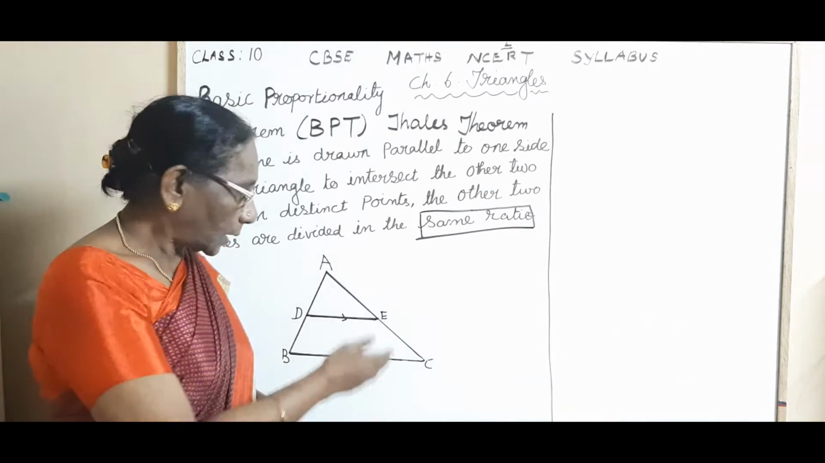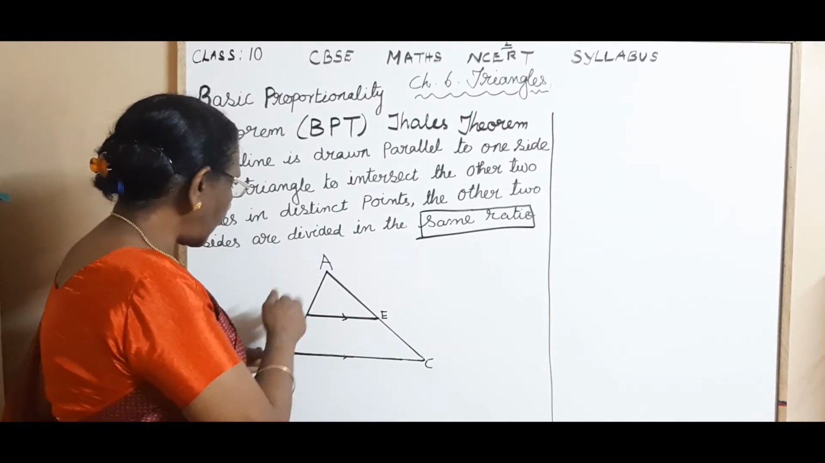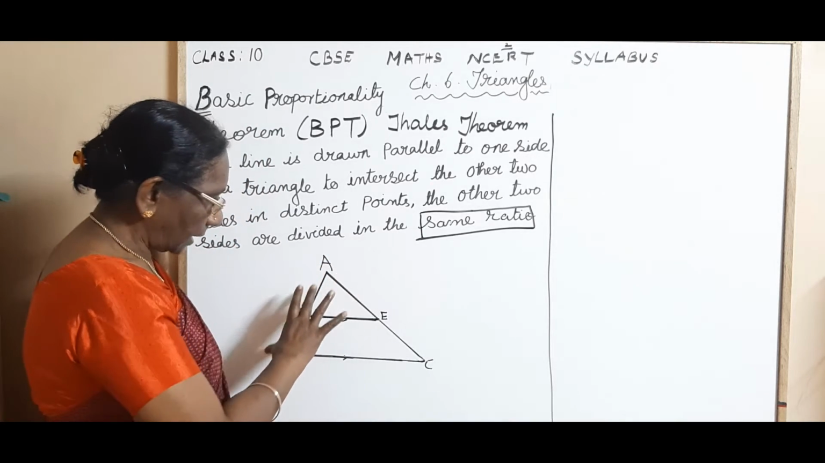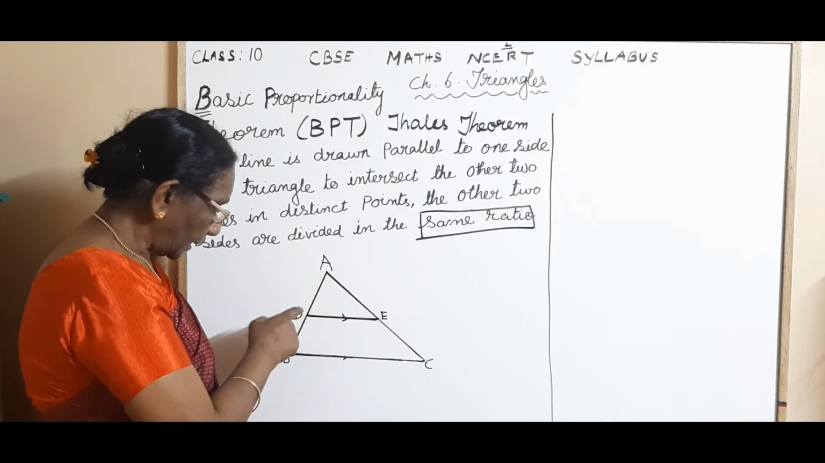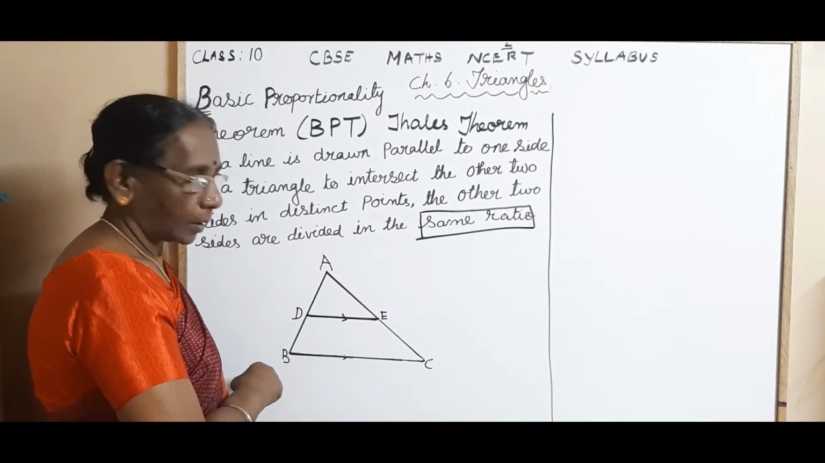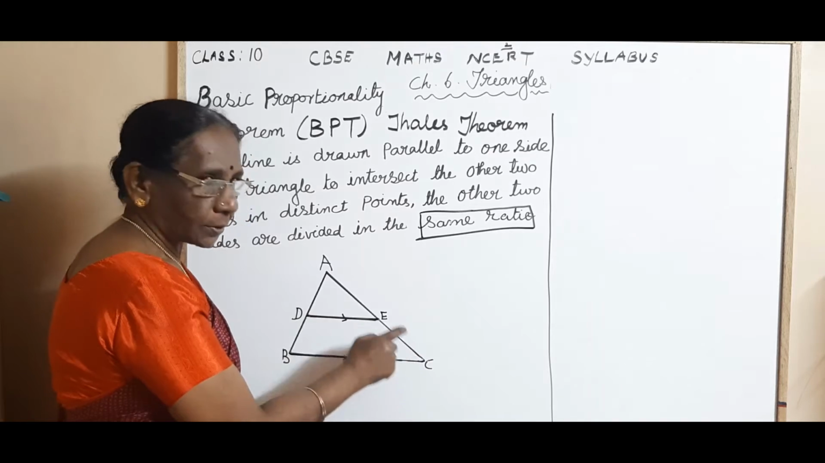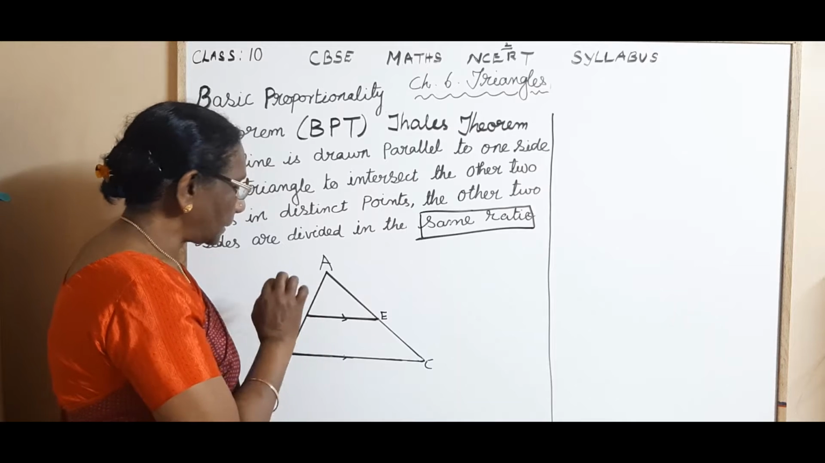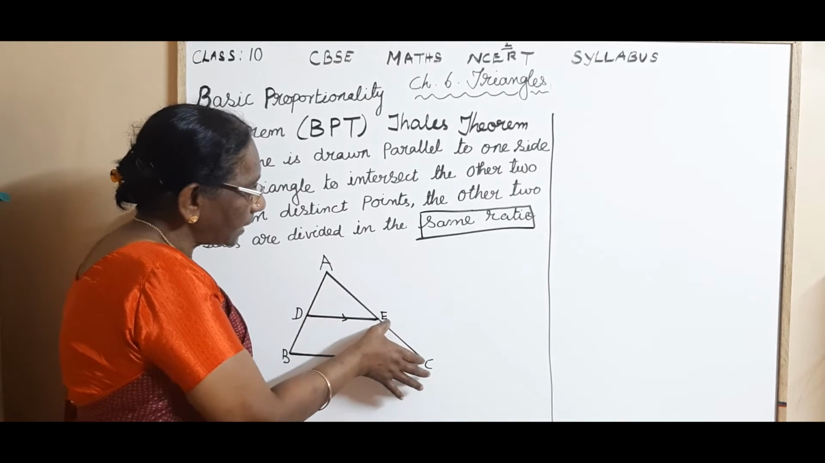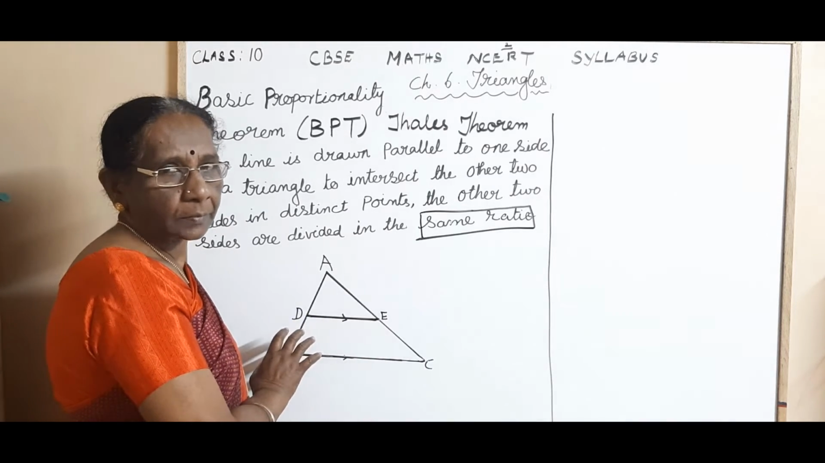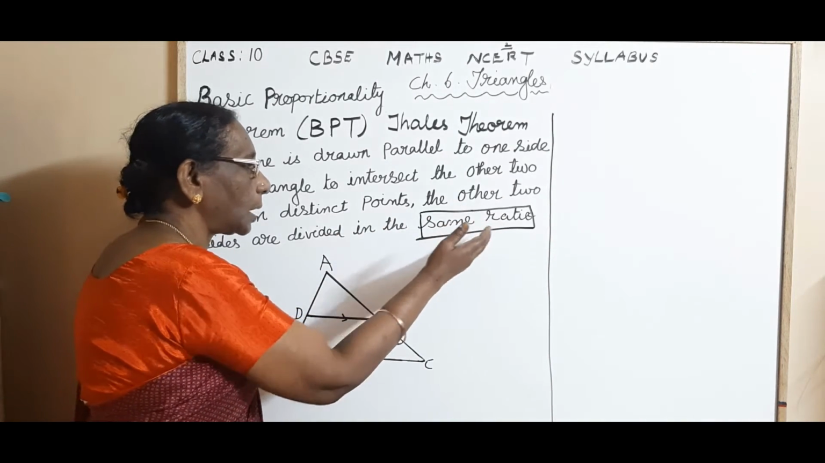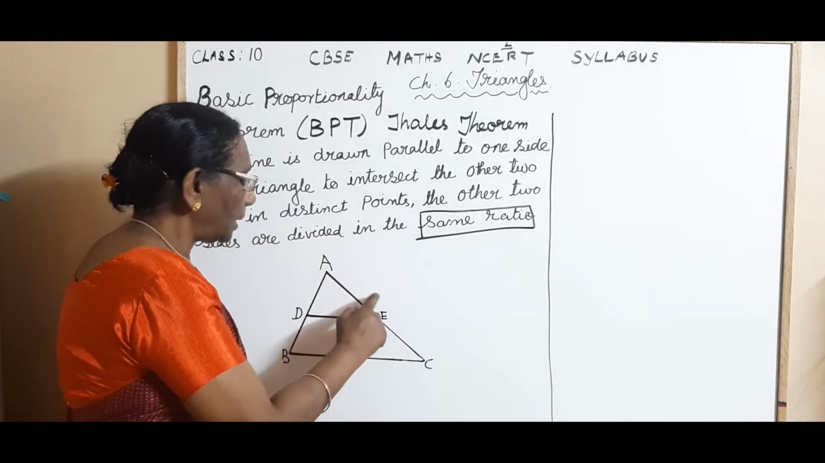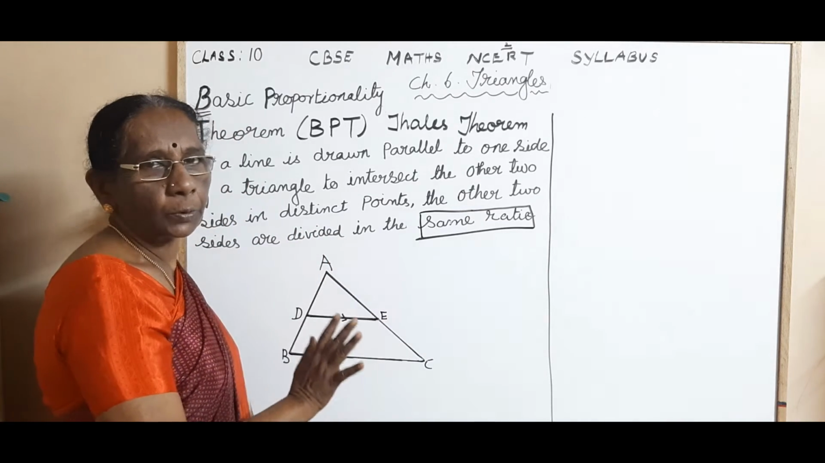Have you understood children? When we are drawing like that, it is intersecting AB at D and AC at E. So there are two parts. Now AB is divided into two parts, AD and DB. And AC is also divided into two parts, AE and EC. AD is one line segment, DB is one line segment, AE is one line segment, EC is another line segment. Divided in the same ratio means what? AD by DB should be equal to AE by EC. That only we have to prove.